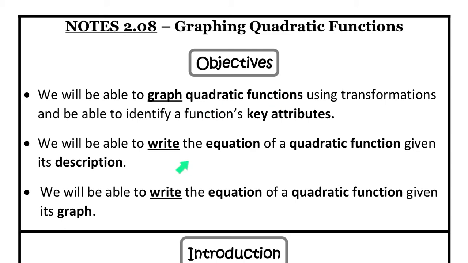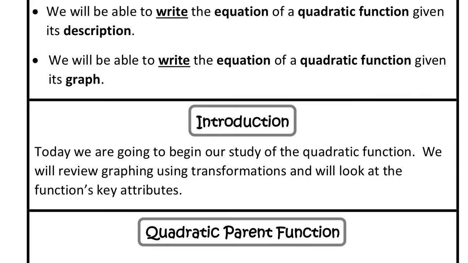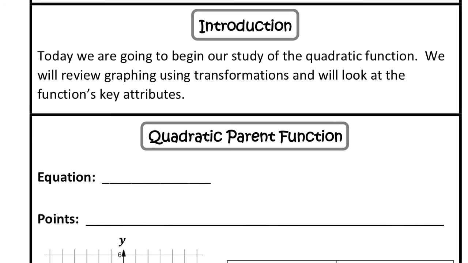Then we're going to be able to write the equation of a quadratic function given its description. Given if I give you a transformation, could you give me the equation of a quadratic function? And then the last thing, be able to write the equation given a graph of a quadratic. And again, these are things that we've done before, but we did them with the absolute value. So let's see, introduction. Today we're going to begin our study of the quadratic function. We will review graphing using transformations, and we'll look at the function's key attributes.